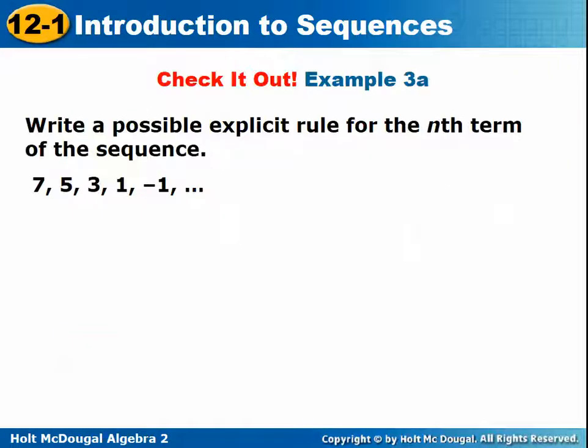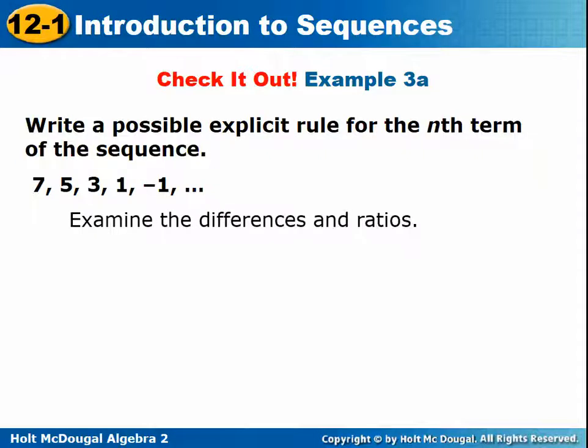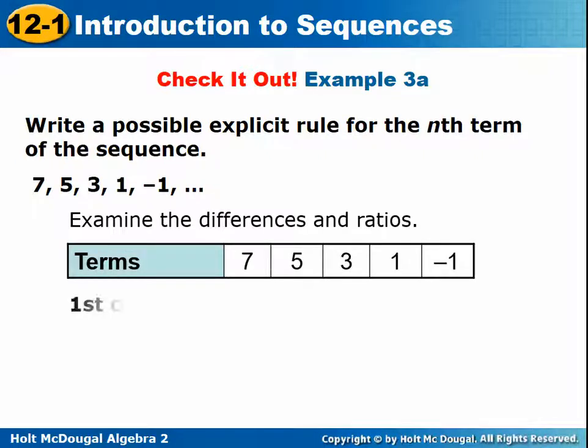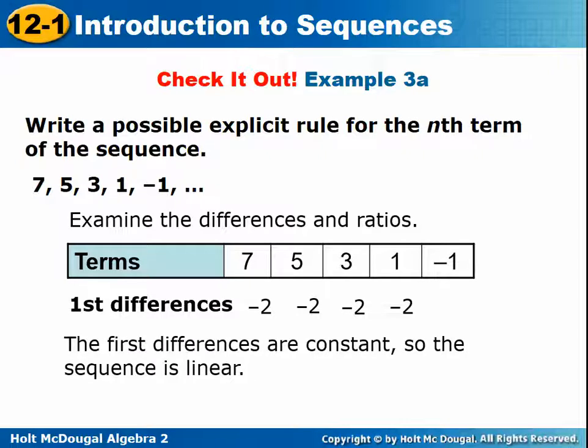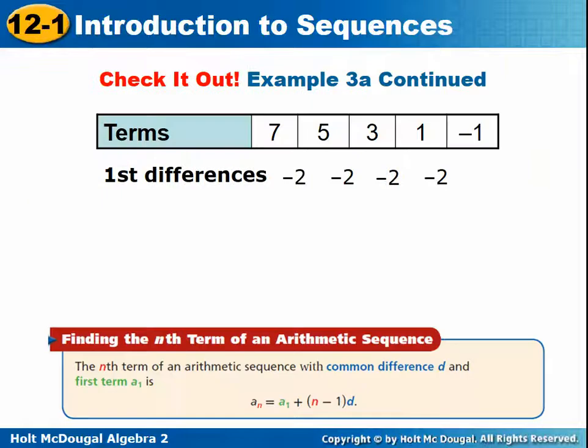All right, let's look at another one. 7, 5, 3, 1, negative 1. Look first for the first differences. If the first differences are constant, then we have a linear pattern. So if we subtract, 5 minus 7 is negative 2. 3 minus 5 is negative 2. 1 minus 3, they're all negative 2. That's a constant first difference. Therefore, this is a linear pattern, so we can use the explicit formula for an arithmetic sequence. This common difference, or this first difference that is a constant, is also equal to our d. And our first term right here is 7, a sub 1.